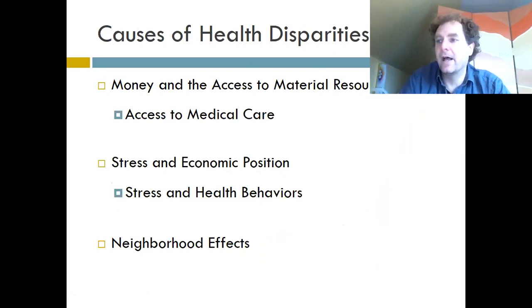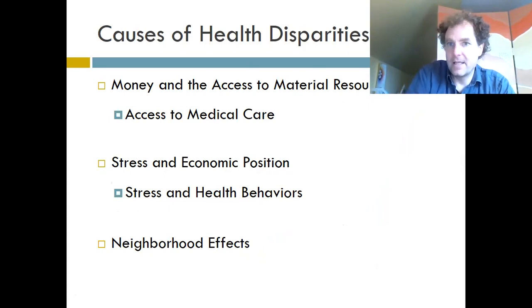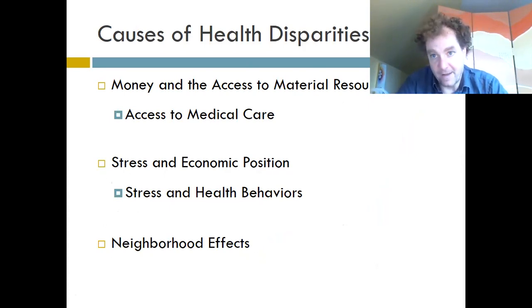Then lastly, it's neighborhood effects. This is our third one. So when we're talking about neighborhood effects, it's that your economic position affects not just how much money you have, but affects where you live, right? And affects the quality of the neighborhood in which you live. This is going to sound obvious, but people with more money live in better neighborhoods, right? People with less money live in worse neighborhoods. This is called the neighborhood effects, right?